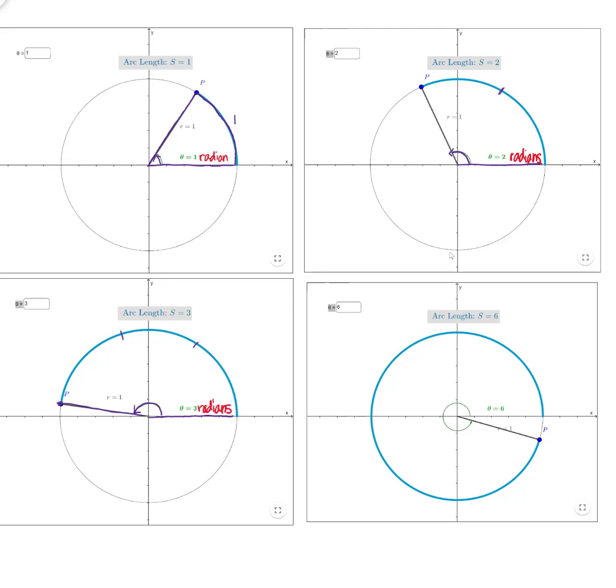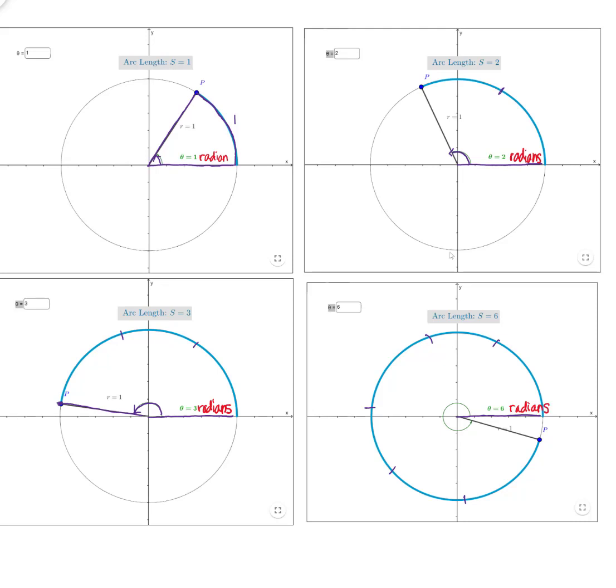So you can see that 1 radian is much bigger than 1 degree. And then we could go 4 or 5. The next example is if we have a radius of 1, and then if we go around by 6 units. So this would be approximately 1, 2, 3, 4, 5, 6. So theta is equal to 6 radians.